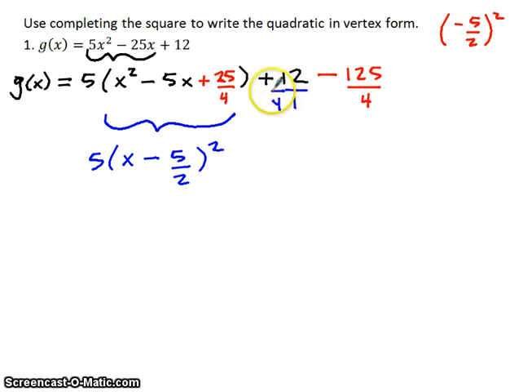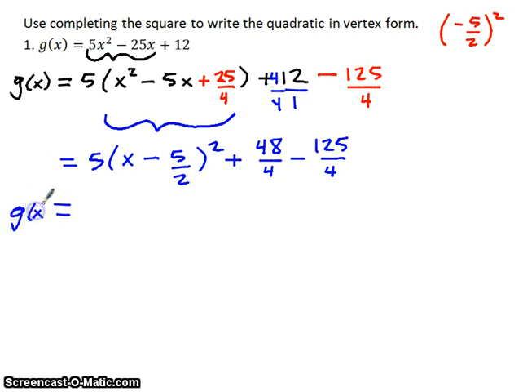All right, so I also need to get a common denominator here, right? So I'm going to multiply this one by 4 over 4. And so that's going to give me 48 over 4 minus 125 over 4. And so that gives us g of x is equal to 5 times x minus 5 over 2 to the power 2. And then we have 48 minus 125 is 77, over 4. So that's our vertex form.